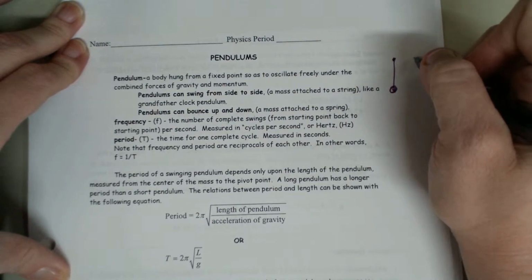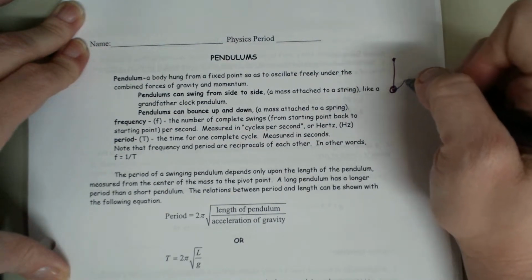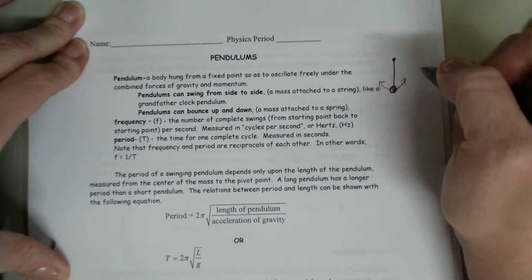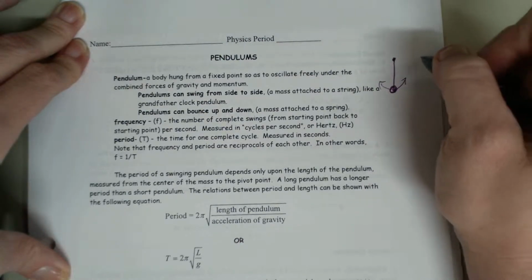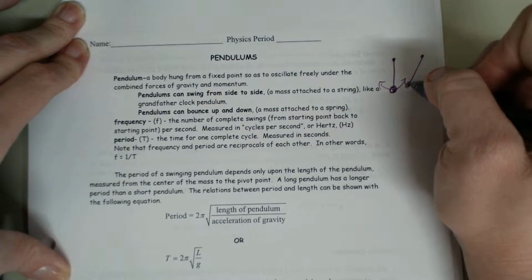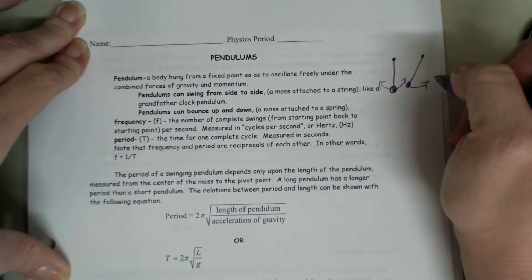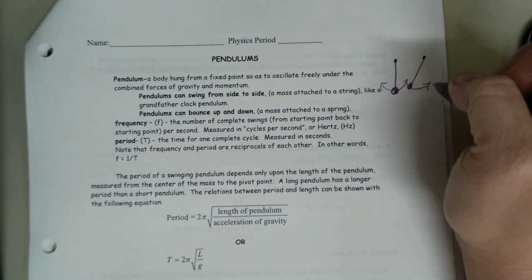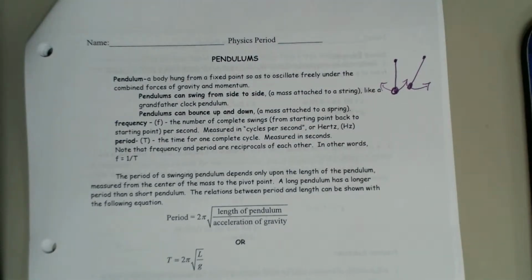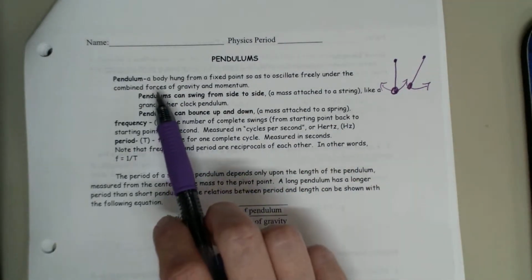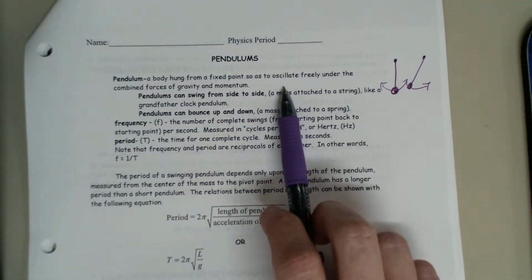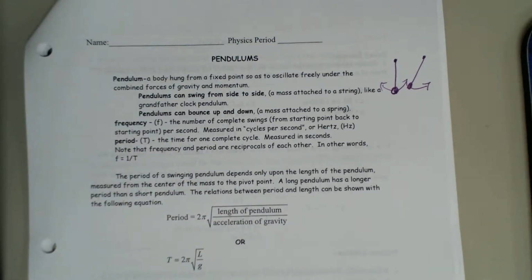So it might swing back and forth. That's a pendulum. It just swings like that. It goes to a highest point, swings back and forth, back and forth. So it oscillates. Oscillations are just things that go back and forth, back and forth. Okay, so it says it's a body hung from a fixed point, so it oscillates freely under combined forces of gravity and momentum.